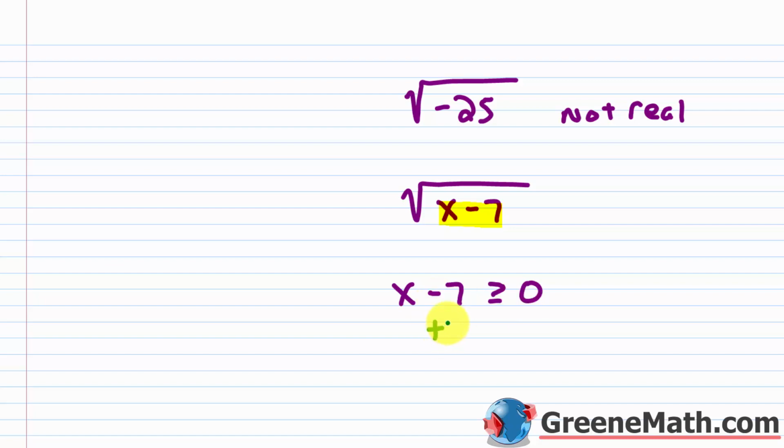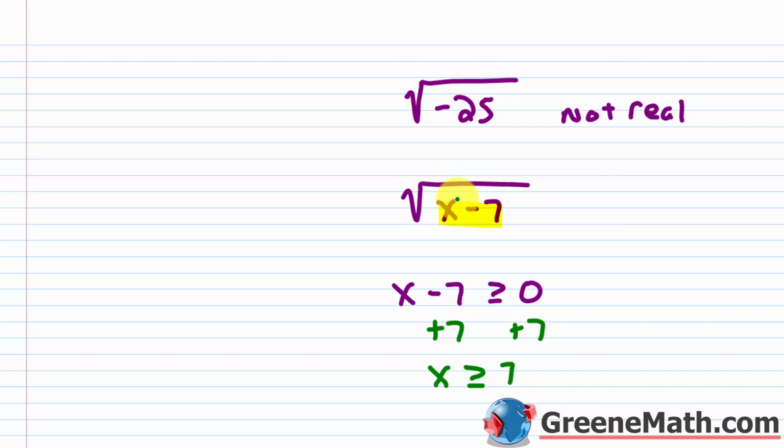So I'm going to add 7 to both sides of the inequality, and I'm going to find that x must be greater than or equal to 7. Okay? So if x is 7, we're okay, because 7 minus 7 is 0. Square root of 0, that's fine. That's just 0. But if x is something less than 7, well, then we have a problem, right? If I plugged in 6 there, 6 minus 7 would be -1. Square root of -1, again, is not real.